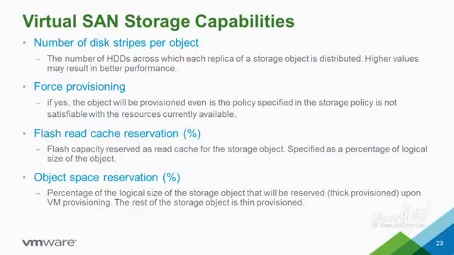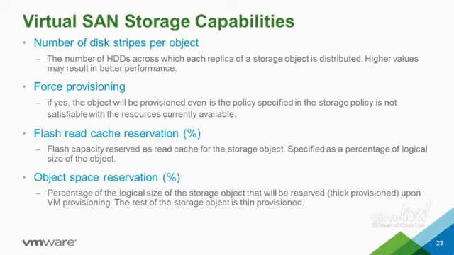The second one is number of disk stripes per object. This is to increase your performance, right? This is basically if you are getting a lot of cache misses, then you can increase the performance because you have a number of disk stripes across different disks. By default, we don't do disk striping, so by default it's 1, right? It can be up to 12 stripes across different disks.